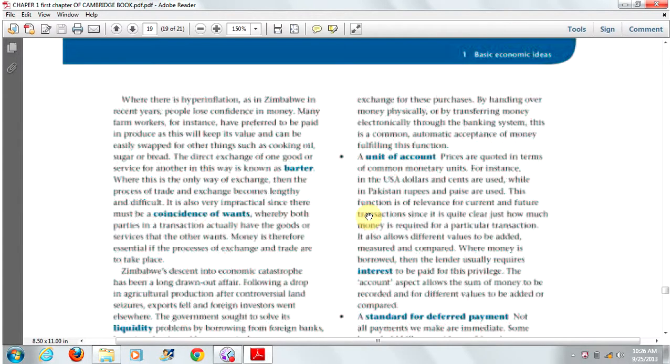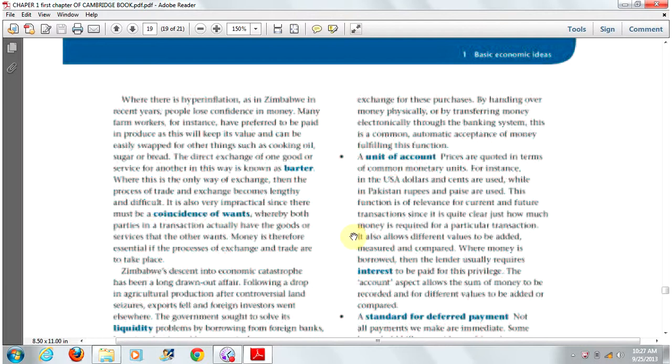B. A unit of account. Prices are quoted in terms of common monetary units. For example, in the US, dollars and cents are used, while in Pakistan, rupees and paise are used. This function is of relevance for current and future transactions. It is quite clear just how much money is required for a particular transaction. It also allows different values to be added, measured, and compared. Where money is borrowed, the lender usually requires interest to be paid for this privilege.